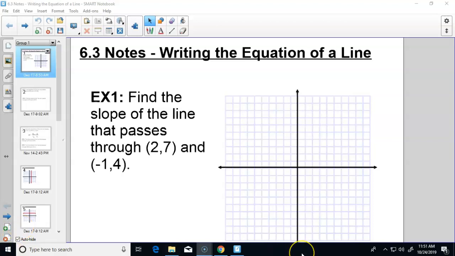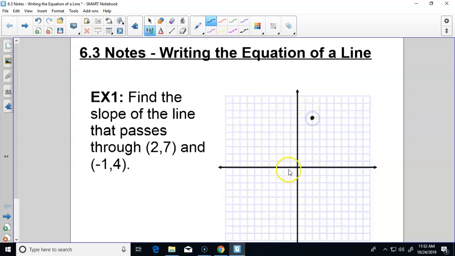In this section we are going to look at how to find the slope of a line from 2 points. We've already done this a couple different ways. One way that we've done this is, for example 1, find the slope of the line that passes through (2, 7) and (-1, 4). One thing that we have done is we've just graphed these points.